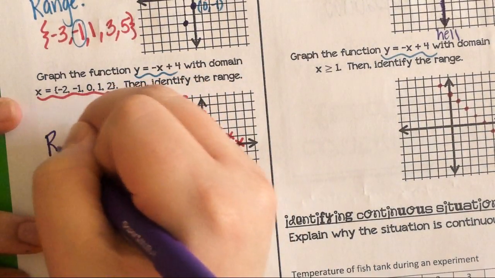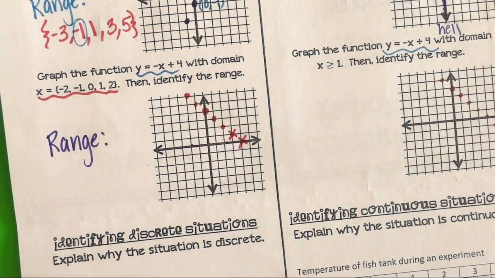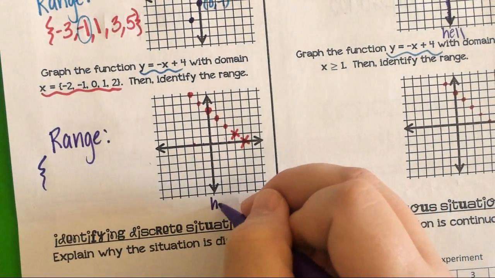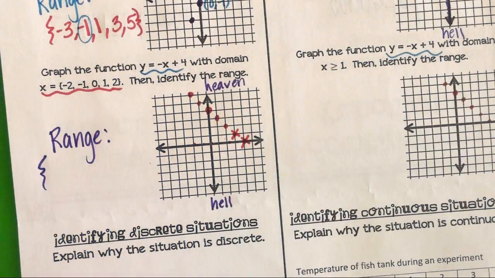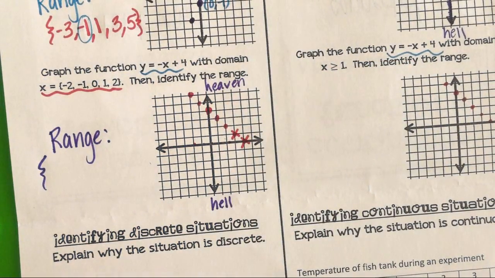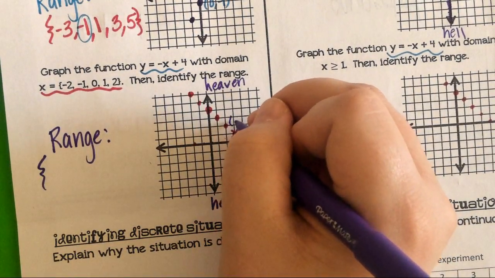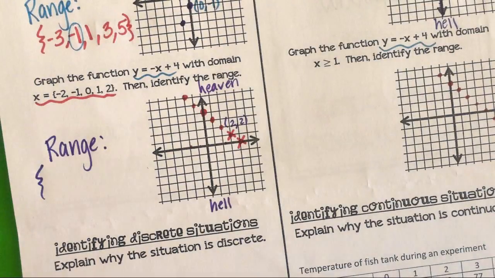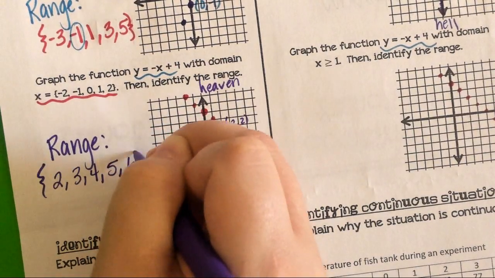Okay. Can someone help me with the range of this graph? If you need to be driving from hell to heaven, you can. Or if you just want to tell me the ordered pair, the other number, that would be easier. Say it again, ma'am. 2, 3, 4, 5. You may get a point for that.